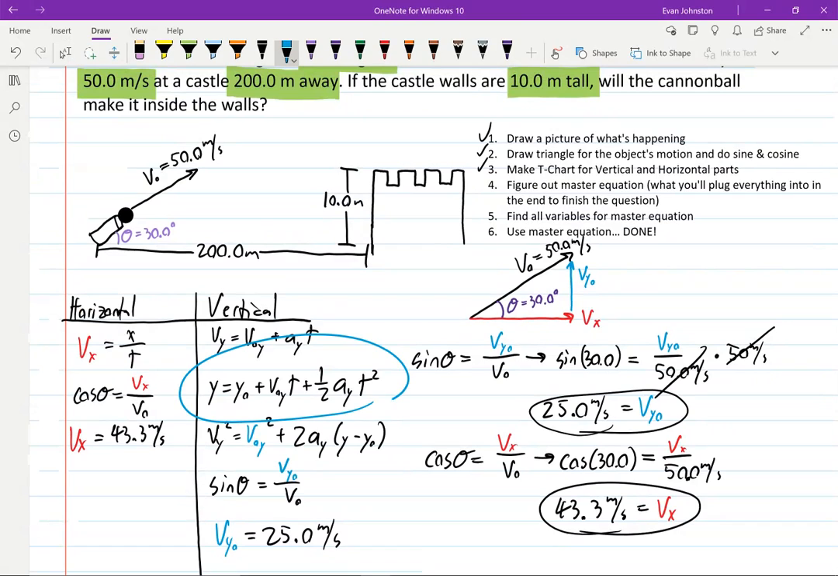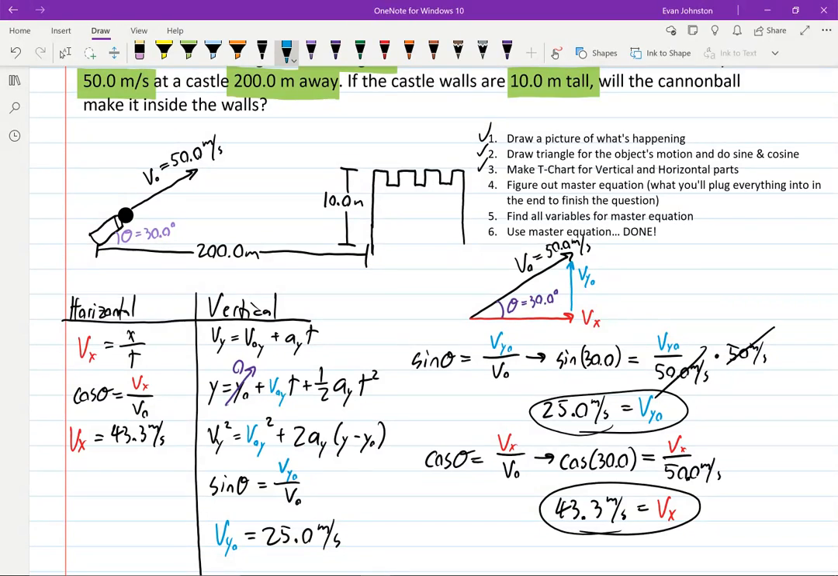Now, looking at this second one, we always get to call wherever it starts 0. So we're going to say it starts on the ground, so that's 0. We do, in fact, again know this initial y velocity. We know gravity is the acceleration, that negative 9.8 meters per second squared. We'll end up plugging that in soon. But we don't know the time.